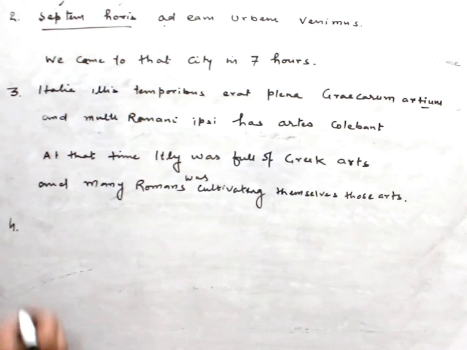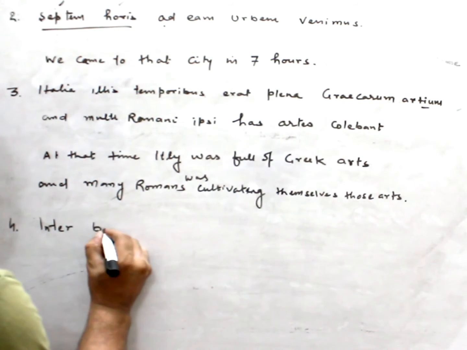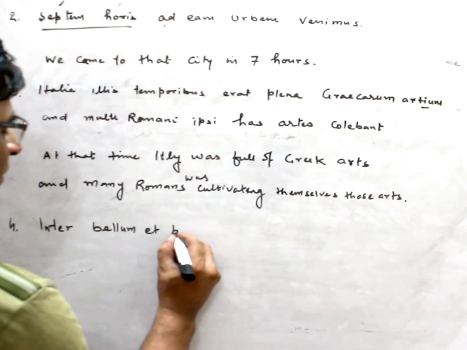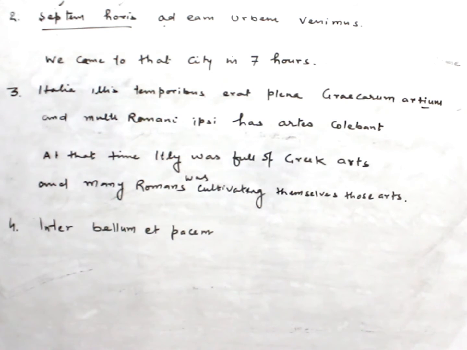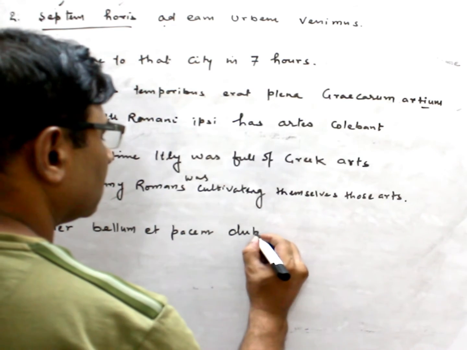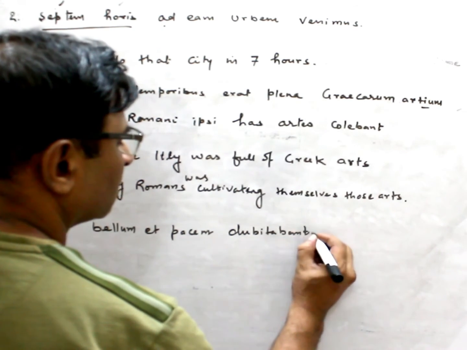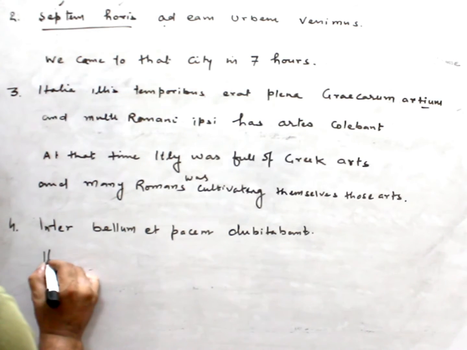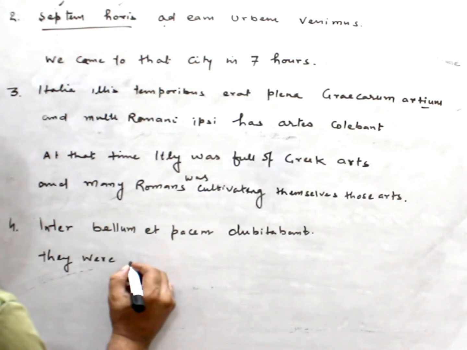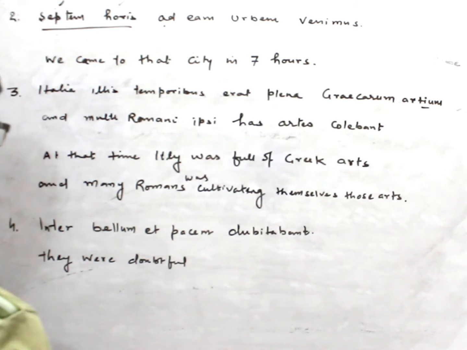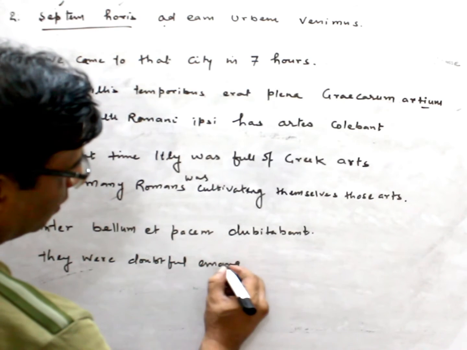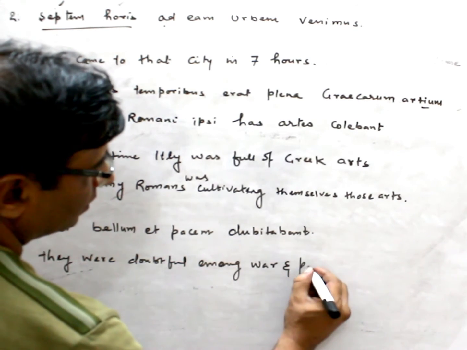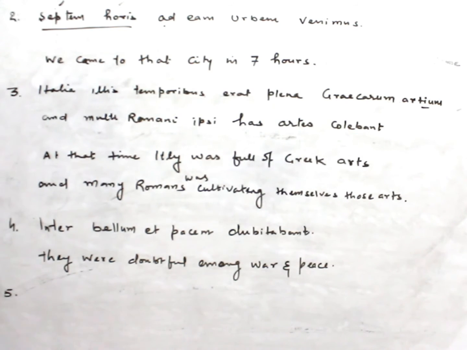Interbellum et pacem dubitabat. So dubitabat means they were doubtful. So simple sentence, they were doubtful among war and peace. Number 5. Io tempore istum ex urbe.